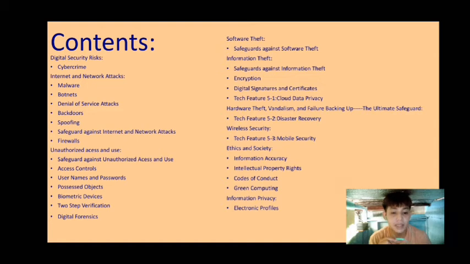Safeguard against information theft, encryption, digital signatures and certificates, tech feature 5-1, cloud data privacy. Hardware theft, vandalism, and backing up, the ultimate safeguard. Tech feature 5-2, disaster recovery. Wireless security, tech feature 5-3, mobile security. Ethics and society, information accuracy, intellectual property rights, codes of conduct, green computing, and information privacy, electronic profiles.